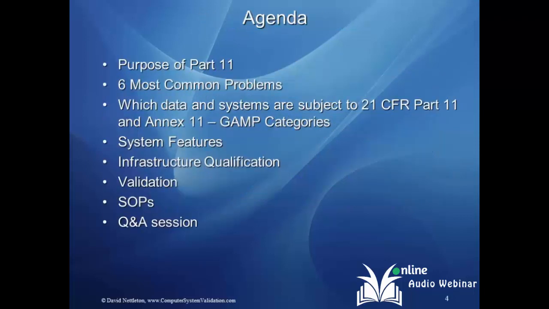Okay, let's go over our agenda. We're going to talk about the purpose of Part 11. Why do we have it? We're going to talk about the 6 most common problems, which data and systems are subject to both Part 11 and Annex 11. We're going to talk about all of the system features. There's currently 43 features that you want to buy and configure for Part 11 compliance. We're going to talk about what IT does. They qualify infrastructure. We're going to talk about validation. And then at the end, we're going to talk about all the SOPs with all the fill-in-the-blank templates that you're going to need to be Part 11 compliant.